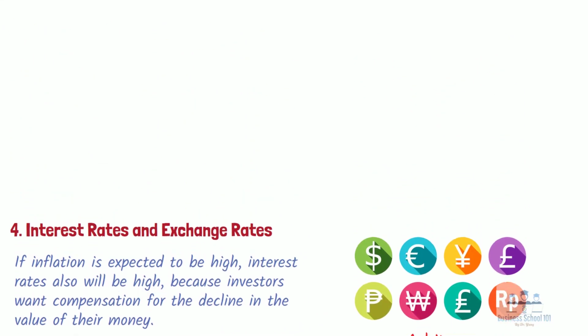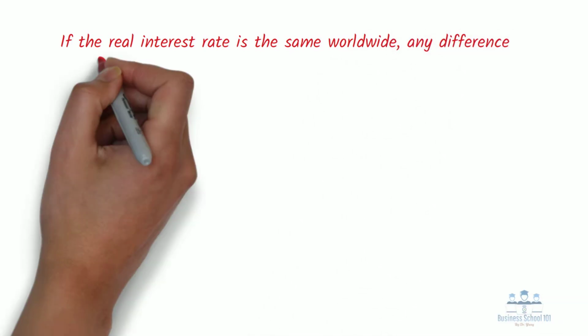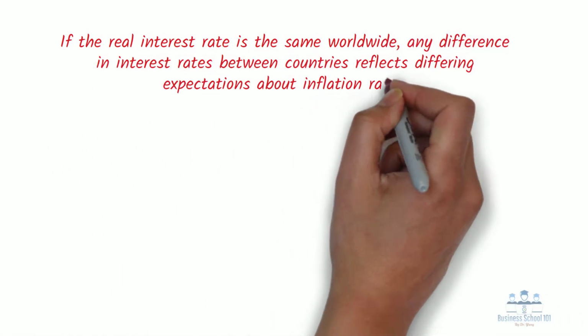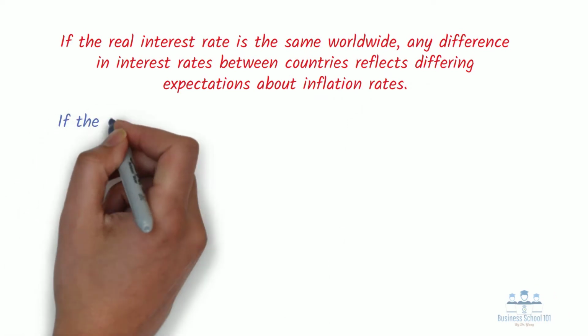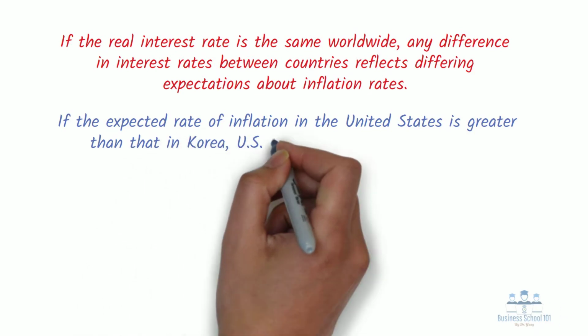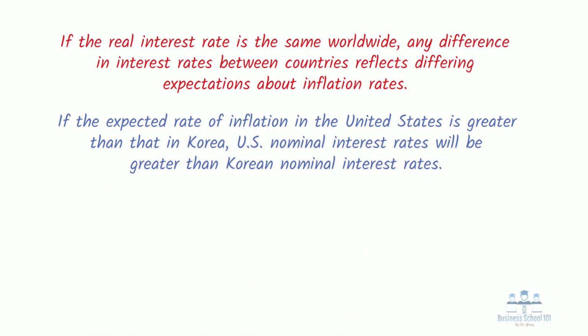It follows from the Fisher effect that if the real interest rate is the same worldwide, any difference in interest rates between countries reflects differing expectations about inflation rates. Thus, if the expected rate of inflation in the United States is greater than that in Korea, U.S. nominal interest rates will be greater than Korean nominal interest rates.